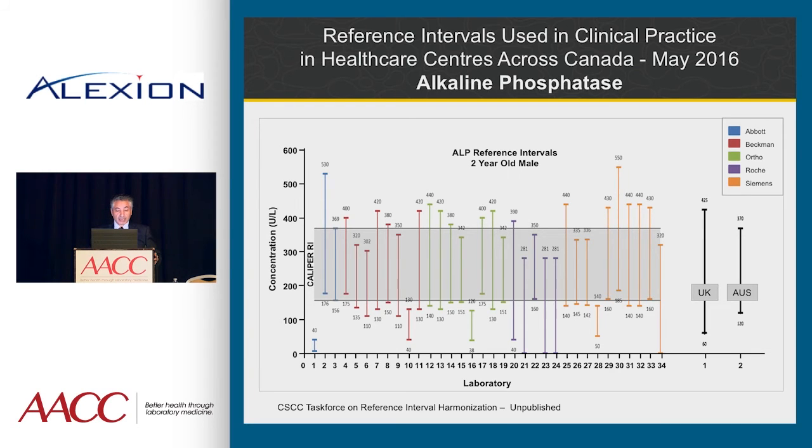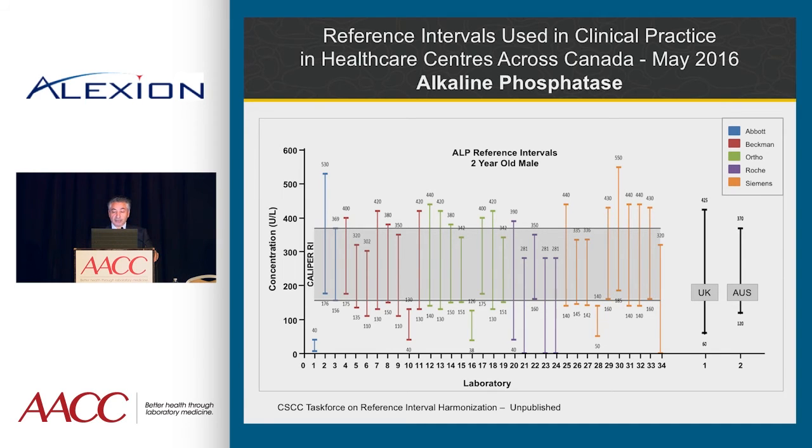Now, we have shown the Caliper reference intervals. I'll talk about Caliper shortly. This is our recommended reference interval for a 2-year-old male. You can see that there are huge differences across the country. Now, if we did this survey today in the U.S., or anywhere around the world, we're going to see the same problem. So this is not unique to one country or another. It's a major problem that we're facing as lab specialists.